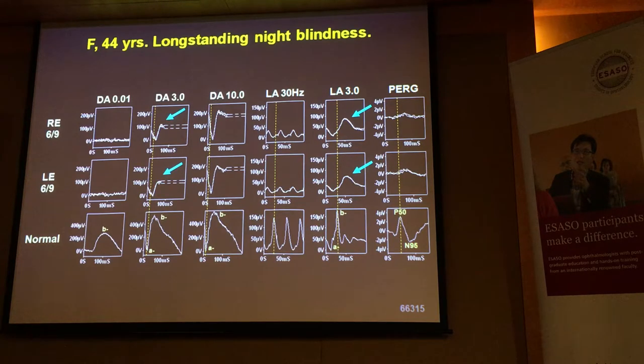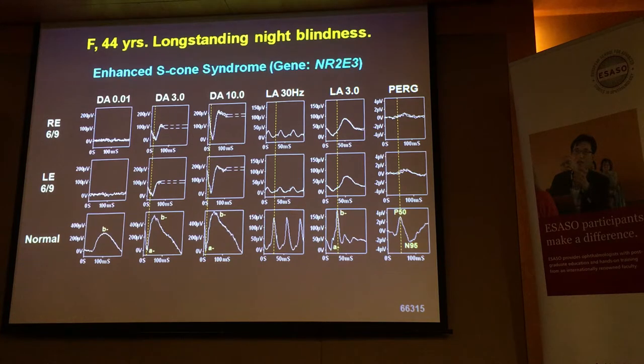And the third feature relates to the flicker ERG, because the flicker ERG amplitude is smaller than that of the single flash cone ERG B wave. And that's the only disease in which this occurs in my experience. It just doesn't happen in anything else. And these features together are diagnostic of enhanced S-cone syndrome, which relates to mutation in NR2E3.